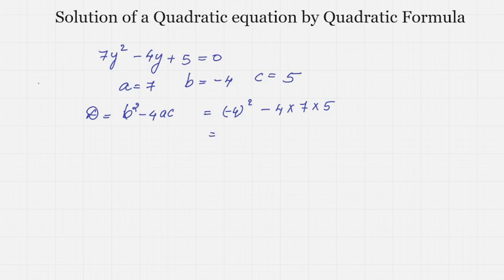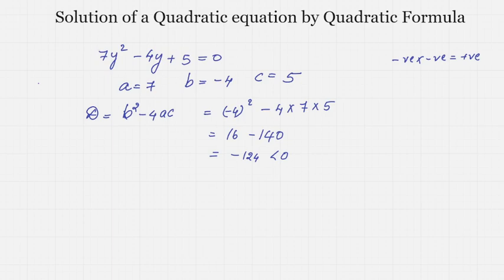Now the square of a negative number is always positive, because we know that negative multiplied by negative, you will get the answer as positive. That is, the product will be positive. So here minus 4 the whole square is positive. So we have 16 and minus 4 into 7 into 5. 4 5s are 20. 20 into 7 is 140. So 16 minus 140. So we will get a negative number as the answer. Here the answer is minus 124, which is less than 0.